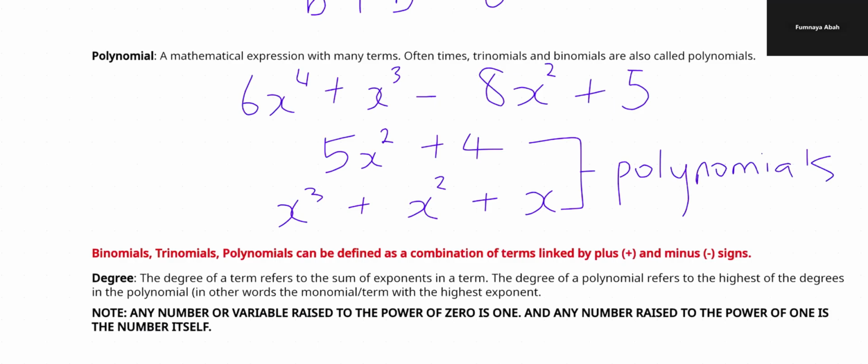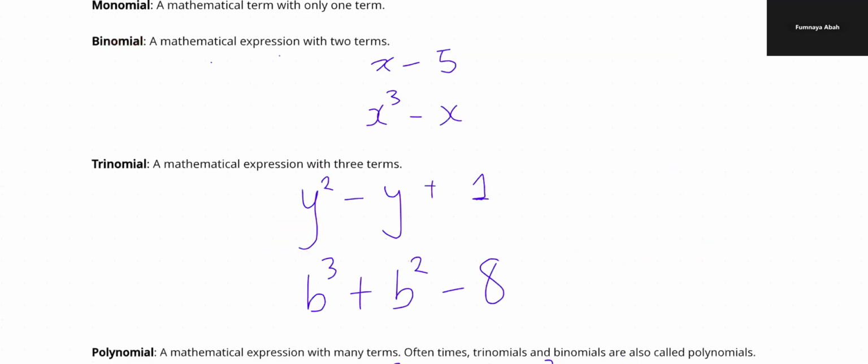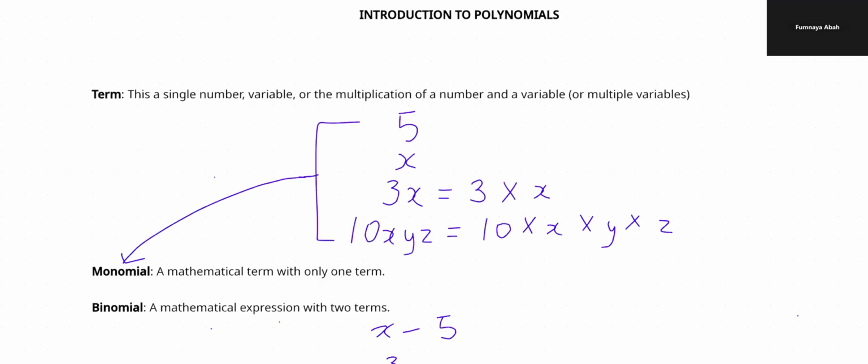So let's look at these other examples. We can see here that this expression y squared minus y plus 1 is linked by a minus sign and a plus sign here. So that's another way we can differentiate these expressions from terms. Notice with these terms here, there's no plus or minus sign anywhere. It's just 5x, just single terms on their own. So that's something to note when distinguishing terms or monomials from binomials, trinomials, and polynomials.